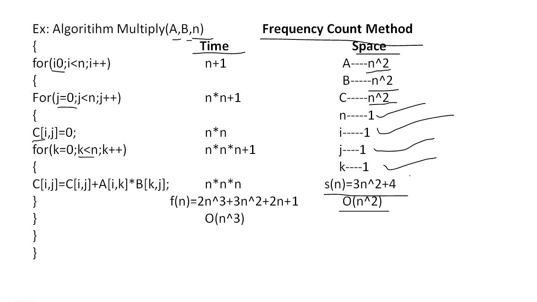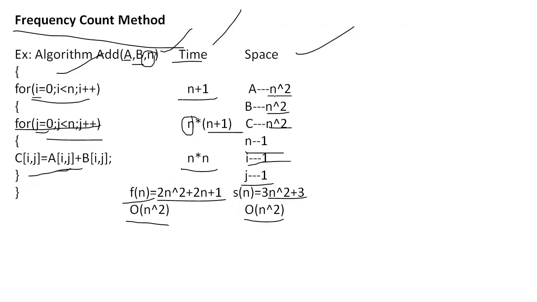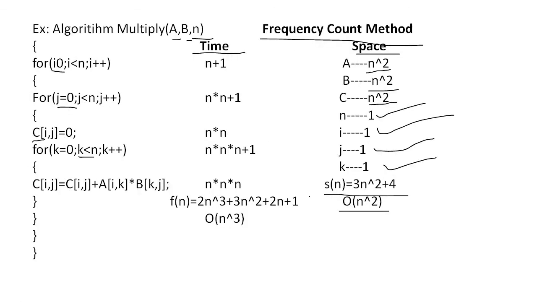For the summation, the multiplication of two matrices also requires the same amount of space as the previous example. So, 3n square plus 1 space was required for summation of two matrices. Here it is the same thing, 3n square plus 4. One more constant extra we are using, k, for multiplication. So it requires 1 more unit of space for the multiplication. That's it.